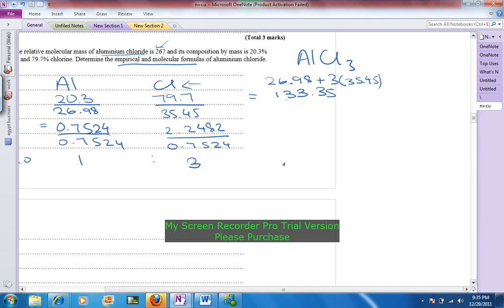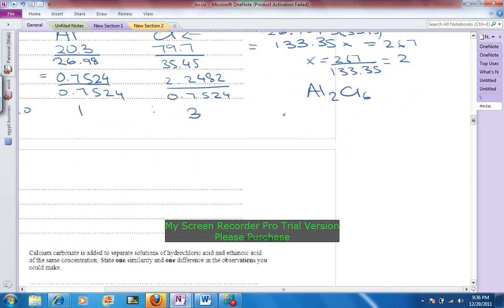So what you do is you need to find out how many times you need to multiply this whole thing to get 267. So you put x, this is like an algebra type equation, and x would be 267 divided by 133.35, and your answer should be 2. Maybe it's not exactly 2, but it's really, really close to 2. So what you need to do is multiply the empirical formula by 2, which should give you Al2Cl6. Okay? So yeah, that was fun.